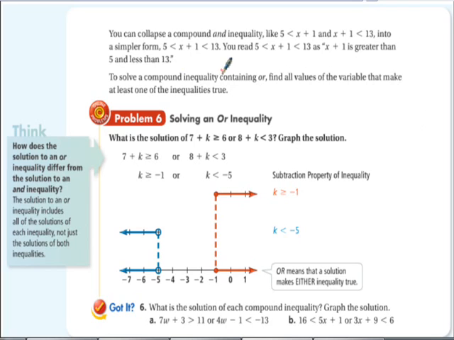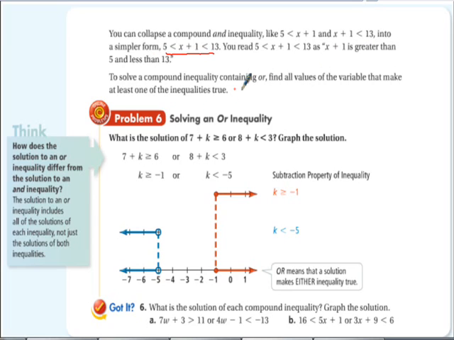Let's take a look at the next example. We just did and, so we can collapse. Oh, sorry, one more thing on that. You can collapse a compound inequality. So if we have 5 is less than x plus 1 and x plus 1 is less than 13, we can write it just as one inequality: 5 is less than x plus 1 is less than 13. Okay? Or you could read that in the reverse. You could say x plus 1 is greater than 5 and less than 13.